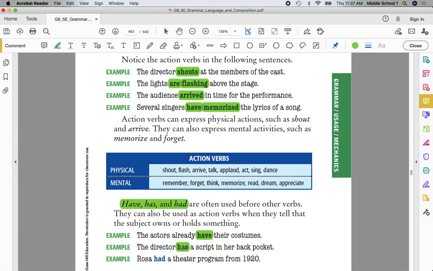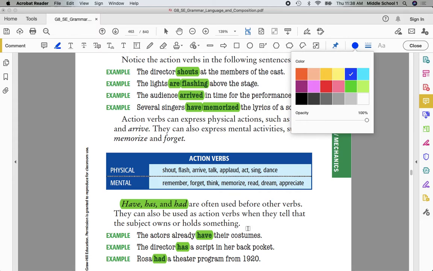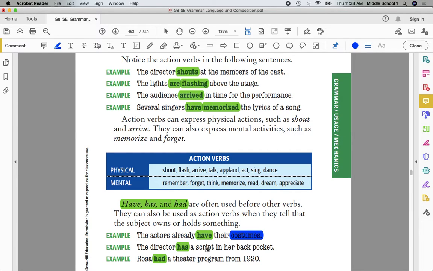Have their costumes. The director has a script. Rosa had a theater program from 1920. In this case, I'm going to say that these are all action verbs, and that does make a difference because in an upcoming lesson we're going to say have what costumes, has what script, had what theater program, and we're going to say these are action verbs.